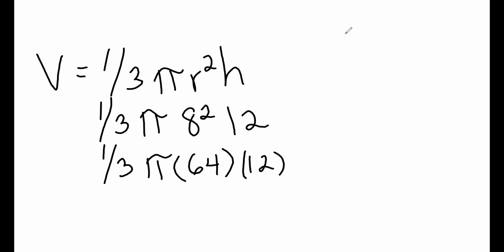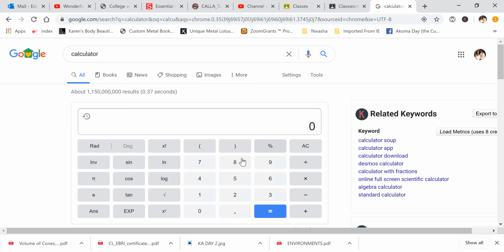Now it just depends on what you're using. So I'm going to go to my calculator. 64 times 12 is 768, times pi, and then times 1/3. So now this is the same thing as when we were doing percents and decimals. You can memorize 1/3 as a decimal. So what decimal did you put in?